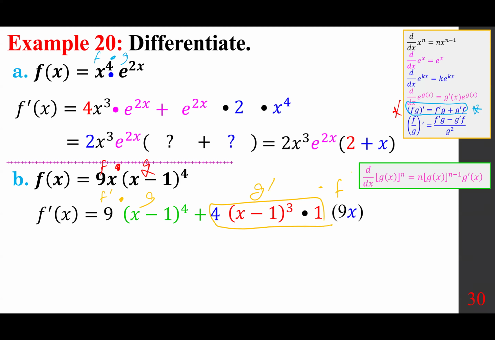And again, we are done. We are done with calculus. So we are going to take the common factor. Now, what is the common factor? Obviously, 9 is in common. X minus 1 is in common. And we have exponent 4 and 3. We use the smaller of the two. 9 times x minus 1 cubed is what is used.